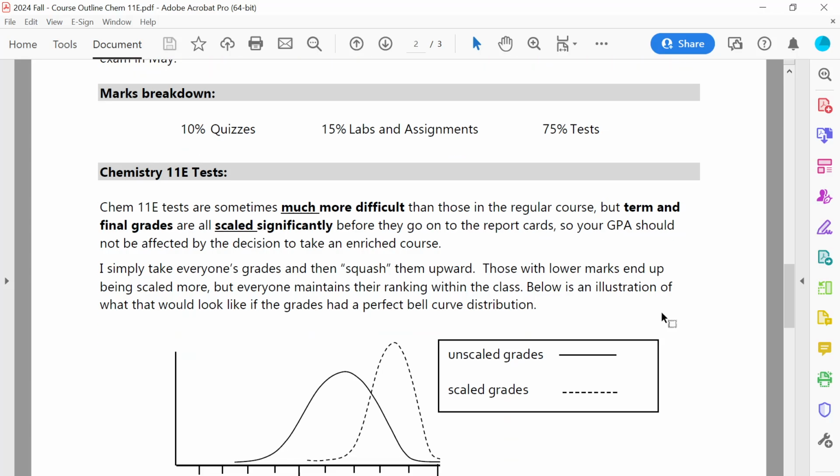But what happens is we get a lovely bell curve. Are you guys familiar with bell curves? This is the distribution. This is the highest mark, and this is the lowest mark. You generally get a big blob in the middle, where most people are getting the marks. And what I do is I take everybody's grade and squash it upwards. I add on percentages. The person at the top doesn't get very much added on. The person at the bottom gets a lot more added on.